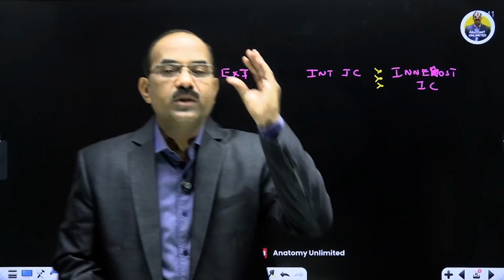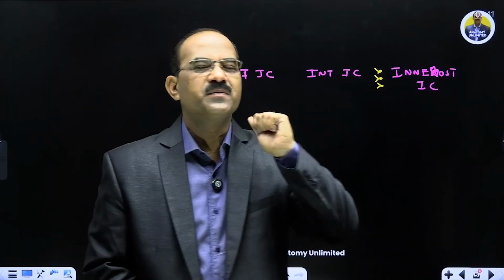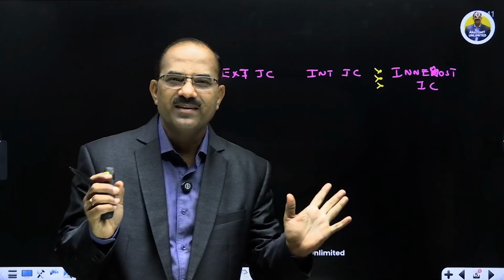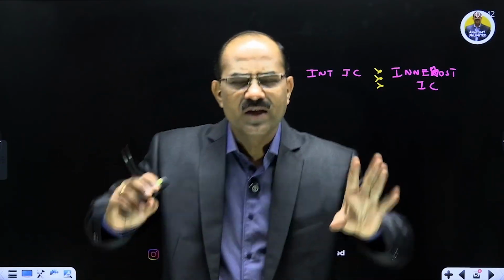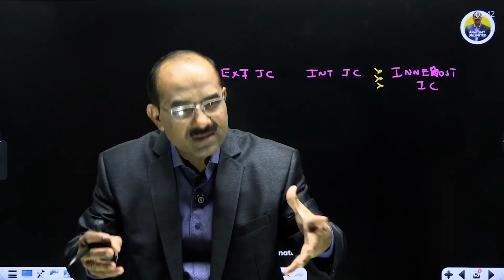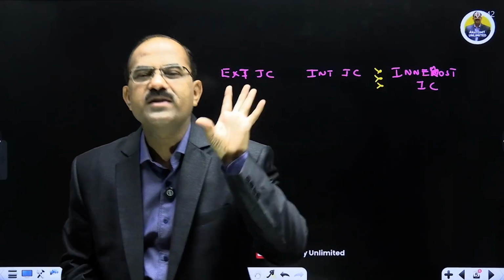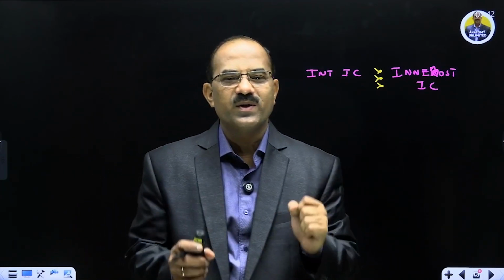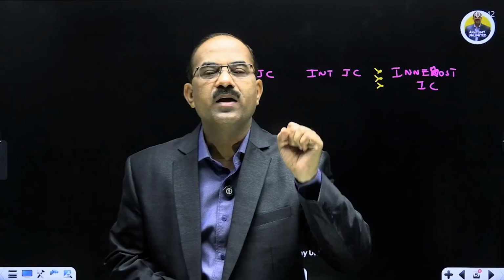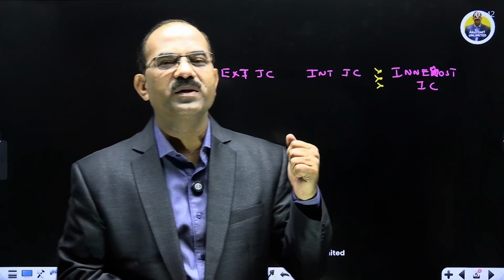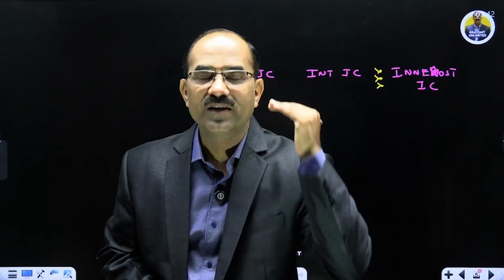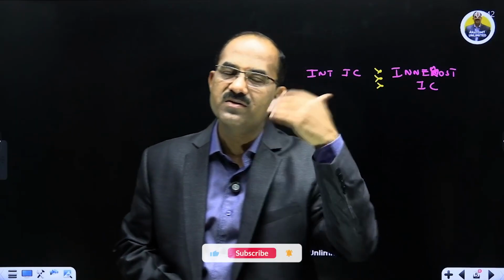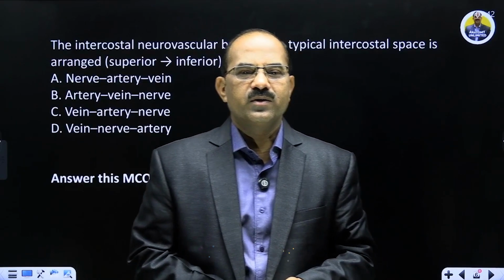This is what we call as the neurovascular plane of the thorax. So in one sentence, if I have to summarize this MCQ, the neurovascular plane of the thorax lies between the internal and the innermost intercostal in the costal groove along the inferior border of the rib, and the sequence is vein, artery, nerve. Now this sequence is reversed in first rib. Fine. Clear to all of you?